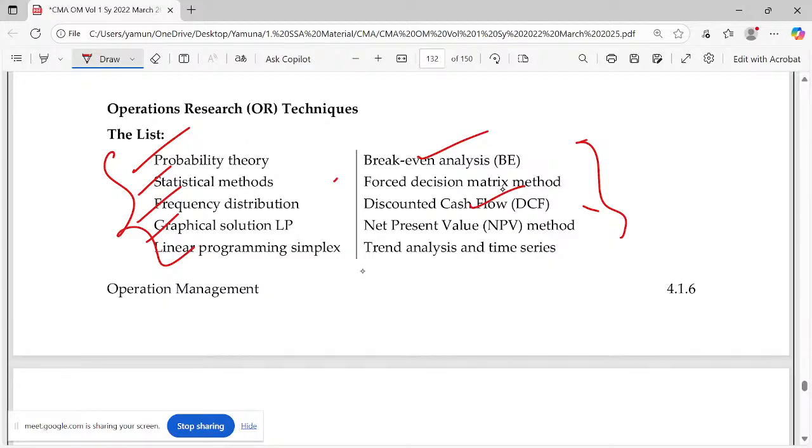What are the headings? Go read the OM content page, go read the FM content page. That's the answer for this, so you need not worry. Linear programming, simplex, these are all the OM's content page. Break-even analysis, this one, this one, this one, and this one, all is FM's content page.